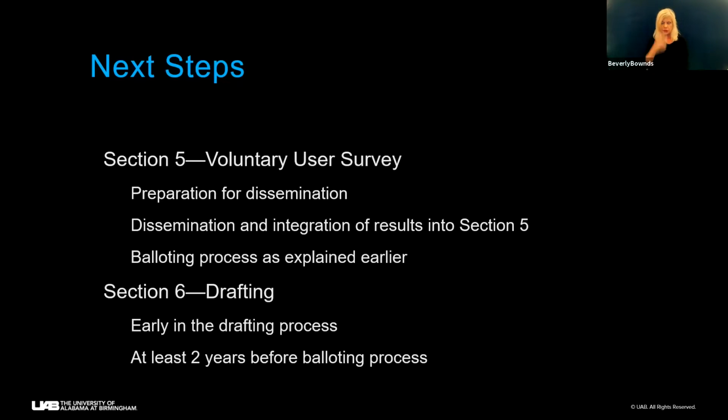We also have a voluntary user survey we're getting together for Section 5 to make sure that what we say people need to know about a fitness center is actually what they need to know in order to get them to come in and see whether it meets their needs. And Section 6 is pretty early in the balloting and the drafting process. It's going to be another couple of years. Next slide.